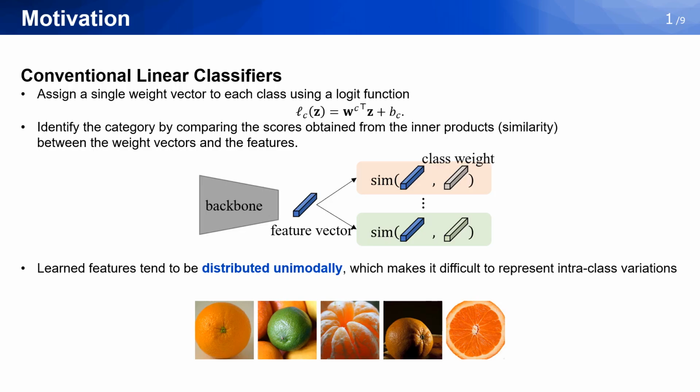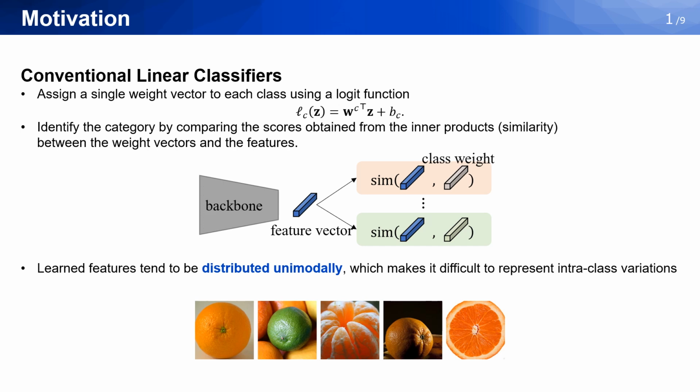First, I would like to introduce the motivation of our work. In this study, we focused on classification tasks with deep neural networks. Conventional classification models using deep neural networks extract feature vectors from backbone networks and give features to linear classifiers. The linear classifier assigns a single weight vector to each class and identifies the category by comparing the scores obtained from the similarity between the weight vectors and feature vectors.